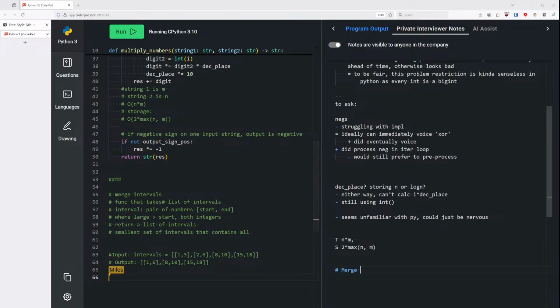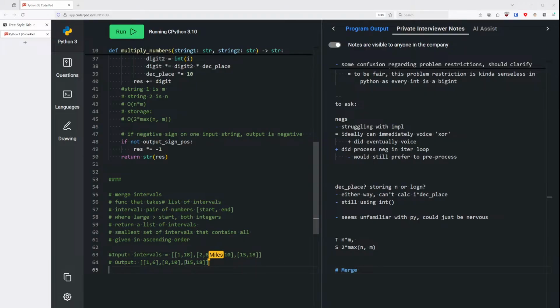I'll give you another restriction, which is that the intervals that are given will always be in ascending order. And ascending in this case is defined as the start of the interval. So this might be, for example, 18, but this is still ascending order because the first number is the smallest. Does that make sense? Yeah. Okay.